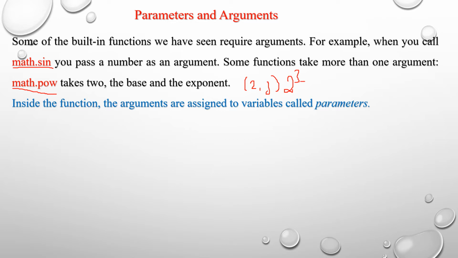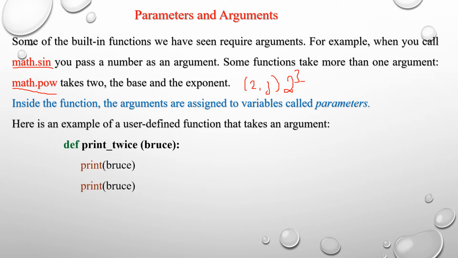Inside the function, the arguments are assigned to variables called parameters. So here 2 comma 3 are the arguments, and here 45 in sin 45 is the argument.